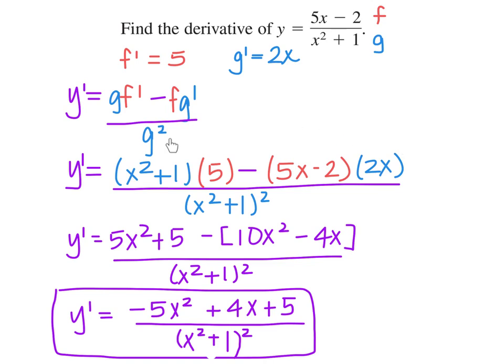Once I write everything out here, I just distribute and combine like terms. And just to note, this (x squared plus 1) squared on the bottom, I'm going to keep like that, because if I expanded it, it's really not going to do much for me simplifying-wise, so you can leave your final answer just like that.